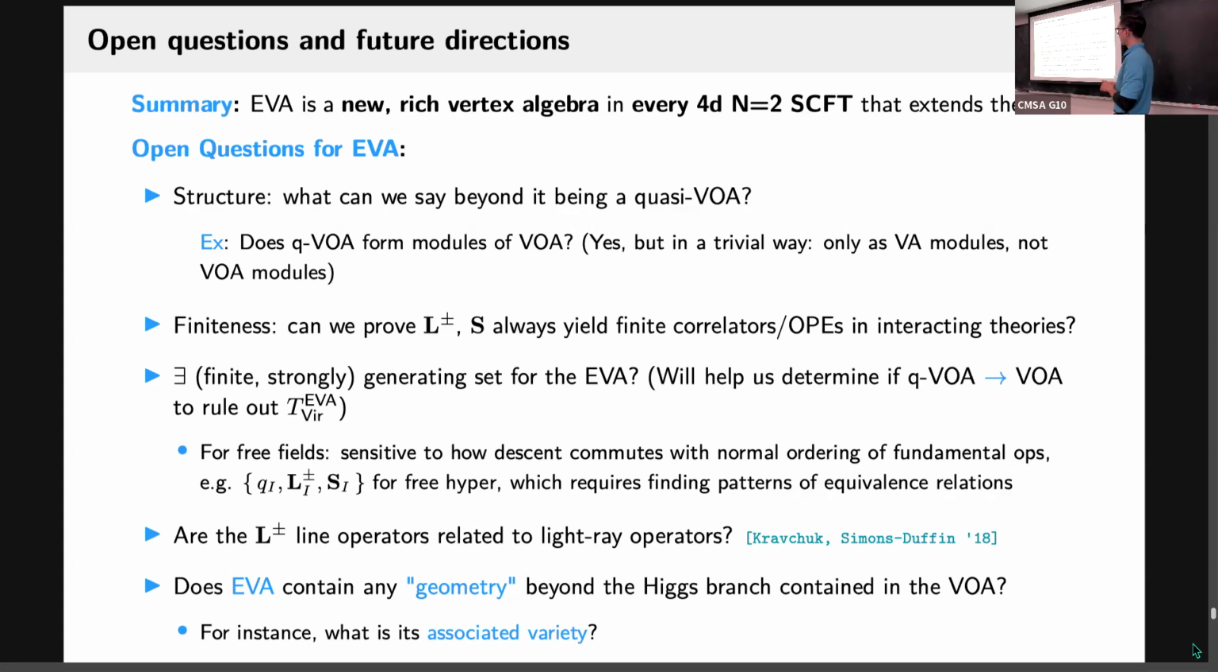And last, we'd love to know if the extended vertex algebra contains any sort of geometry beyond the Higgs branch that's contained in its vertex operator algebra sub-algebra.